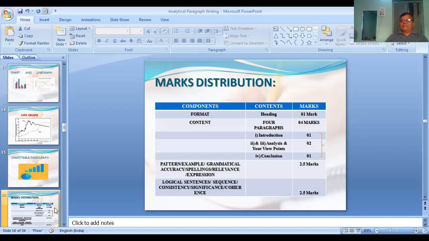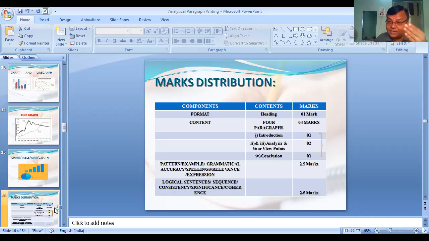Now, I'll tell you about the mark distribution. The first one is content. If you give the format, the heading, you will get 1 mark. Heading means one simple line on what you want to show. For example, this graph represents, or the graph shows the performance of two different teams. If you write that, they will give 1 mark.